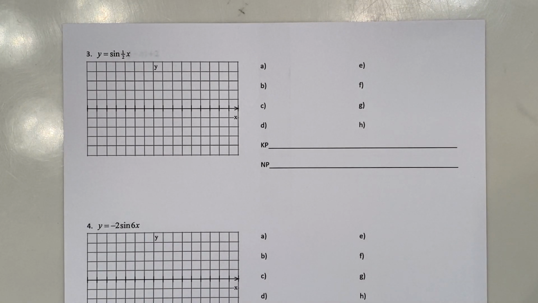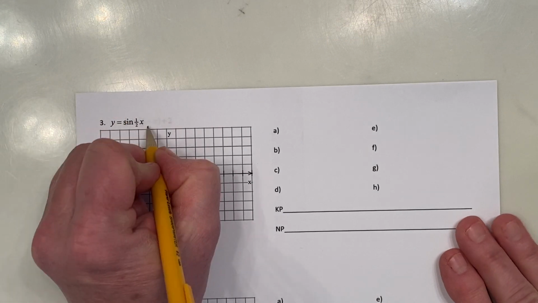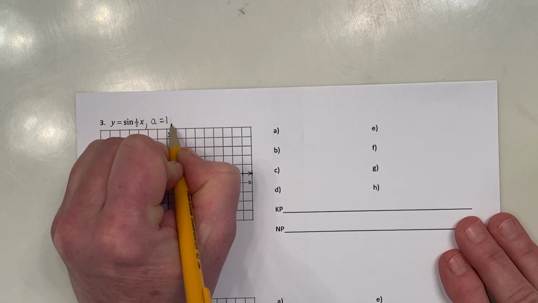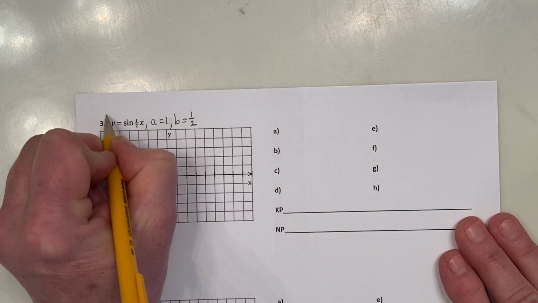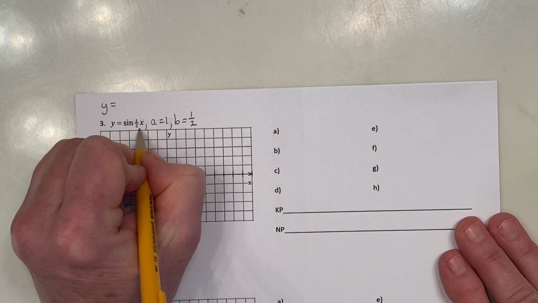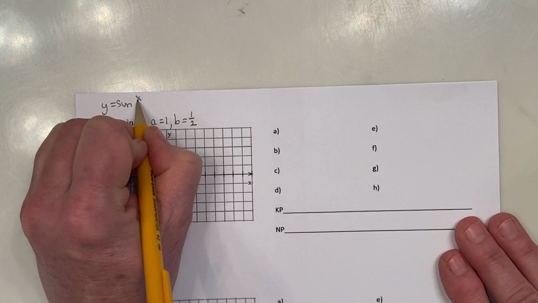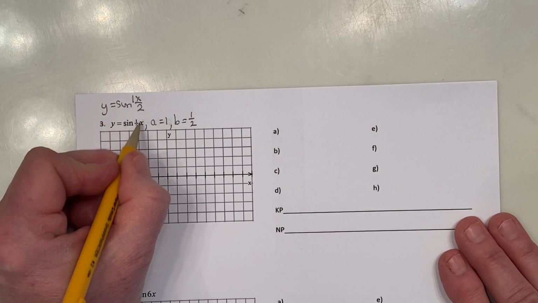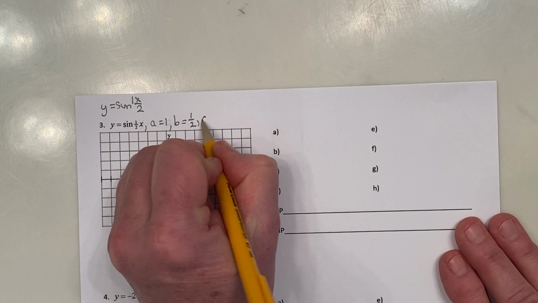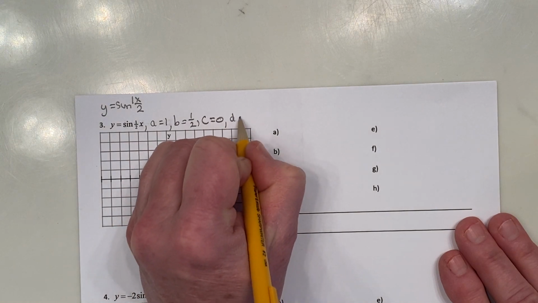All right, notice in number 3 that we have a b value now, other than 1. So A is 1, B is a half. Okay, and remember that you could have written this as sine of x over 2. So either you pull the 1/2 out front or you stack it as a fraction. There are no C or D values.